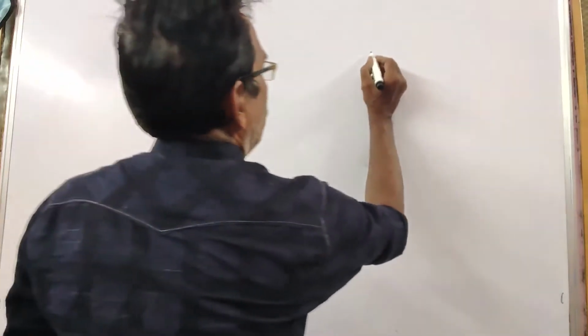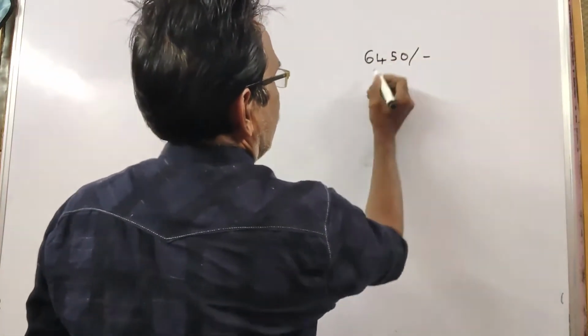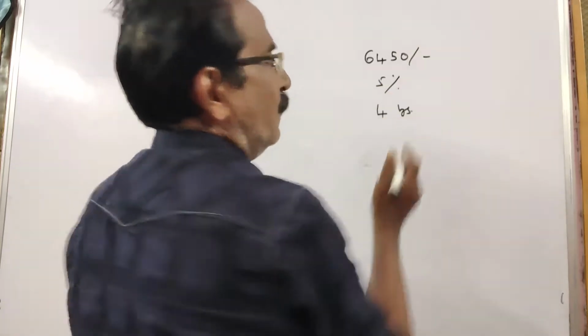Let us see this problem in simple interest. What annual installment will discharge a debt of rupees 6450 due in 4 years at 5% per annum? See, the total amount due is 6450, rate of interest 5%, due in 4 years.